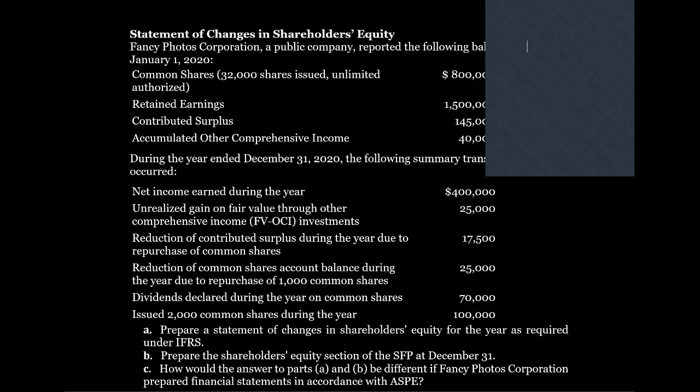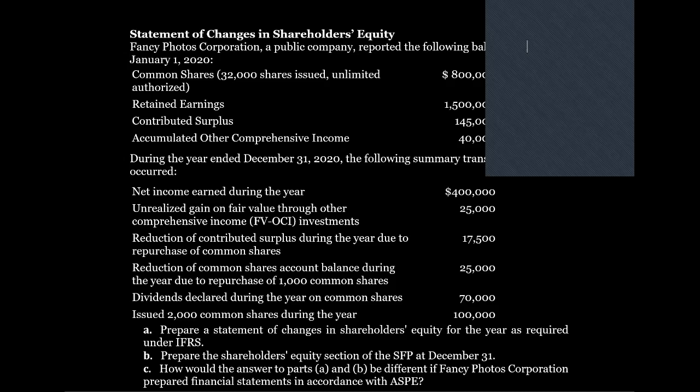During the year ended December 31st, 2020, the following summary transactions occurred. Net income was $400,000. There was an unrealized gain on fair value through other comprehensive income investments of $25,000. There was a reduction in contributed surplus due to the repurchase of common shares of $17,500. There was a reduction of common shares due to the repurchase of 1,000 common shares, which was valued at $25,000. Dividends were declared of $70,000, and we issued 2,000 common shares for $100,000.